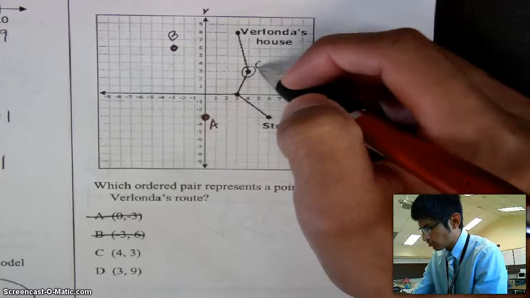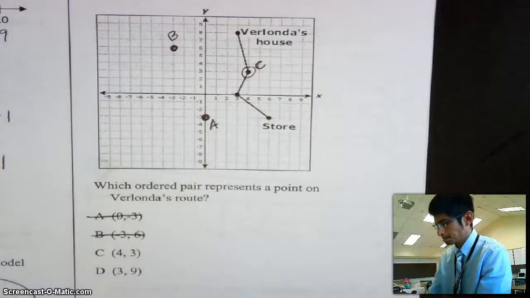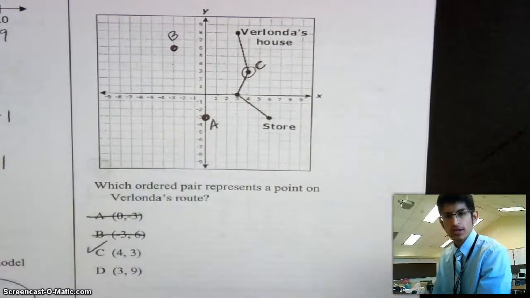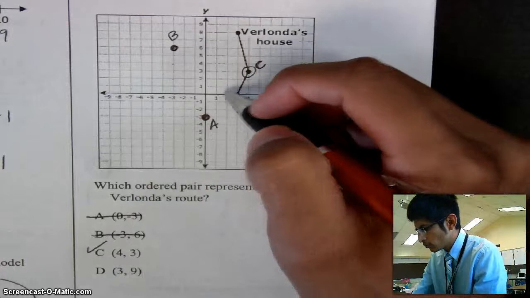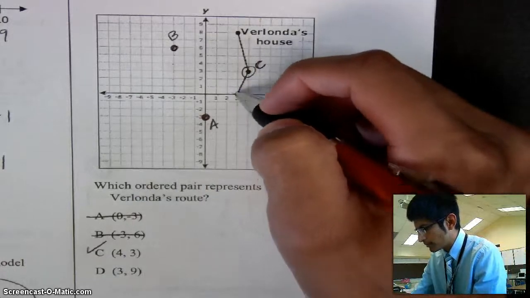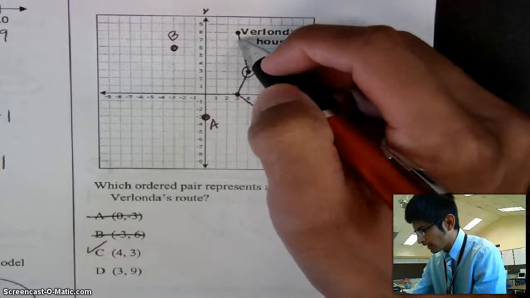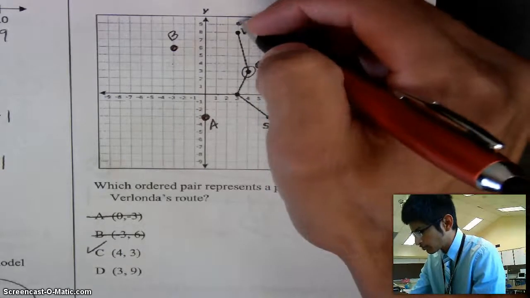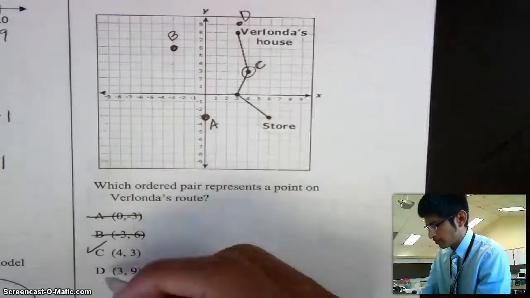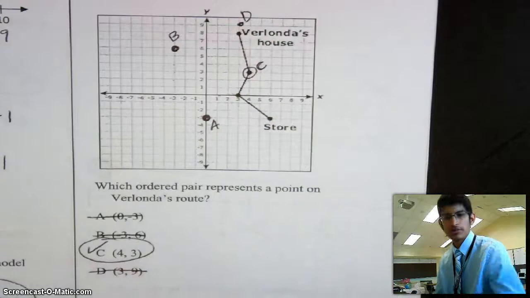And that point is right there, so that's point C. And then the last one, 3, 9, you go 1, 2, 3, and then you go up 9, 1, 2, 3, 4, 5, 6, 7, 8, 9, and that point is right above her house. So that one's not it. So my answer should have been C.